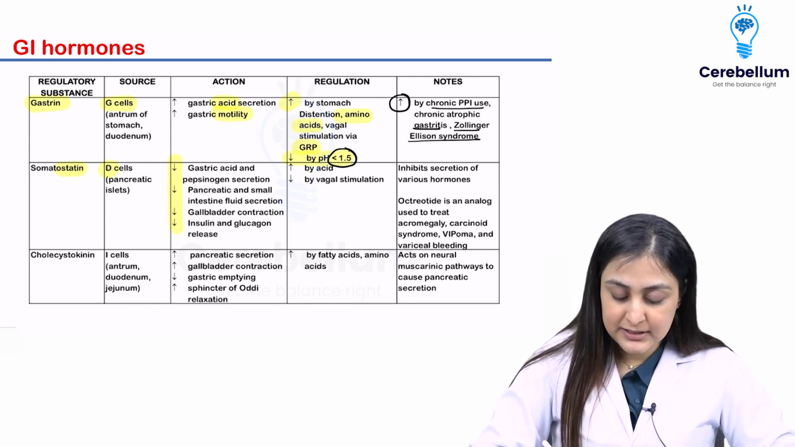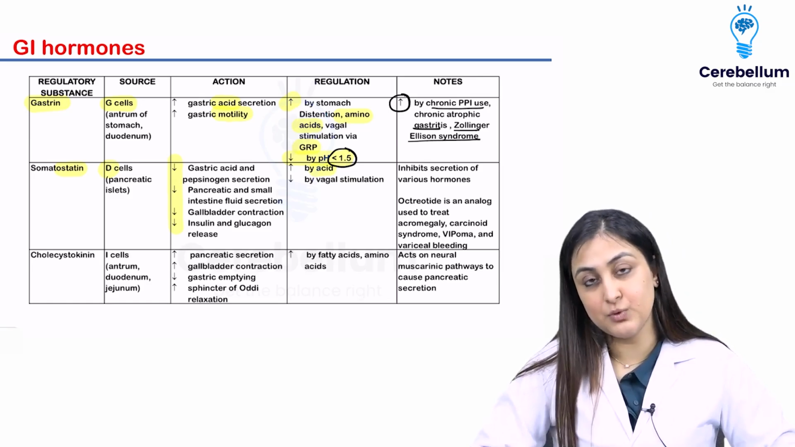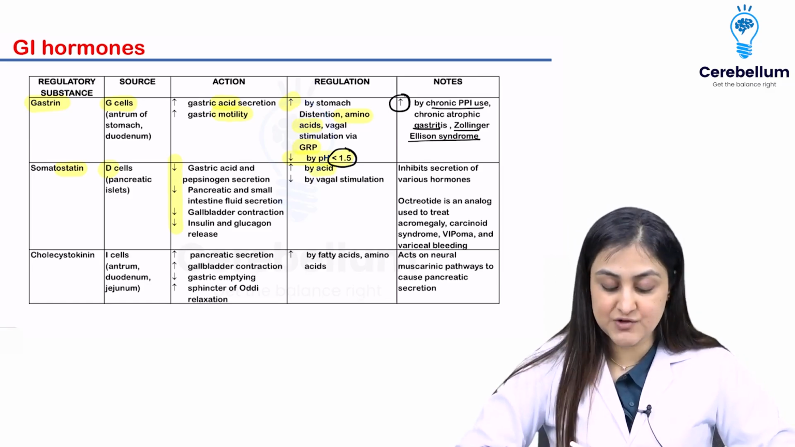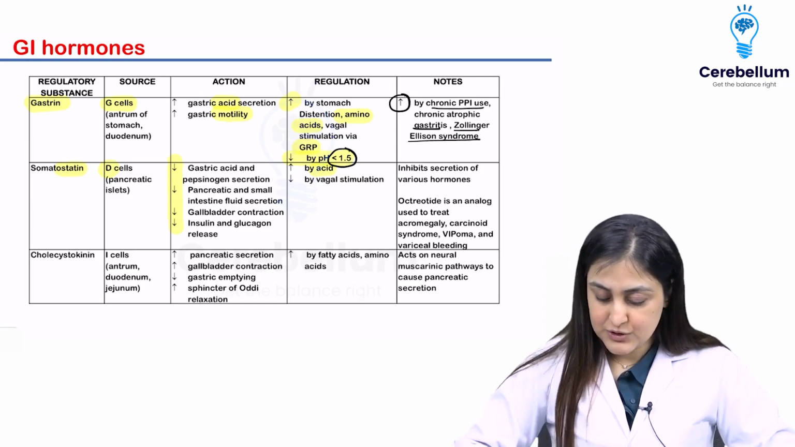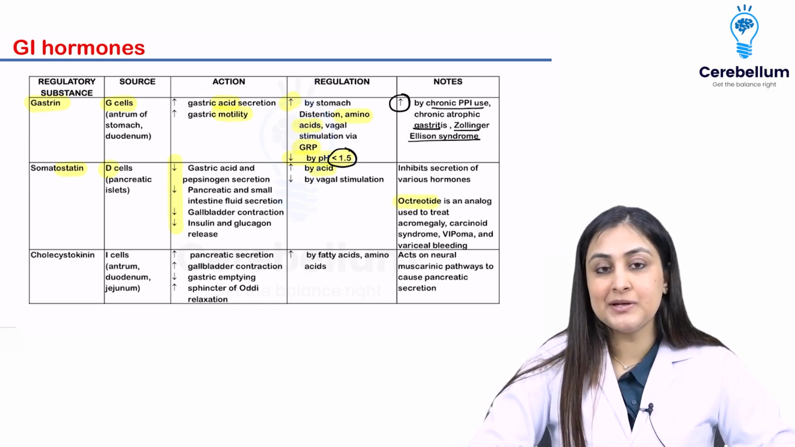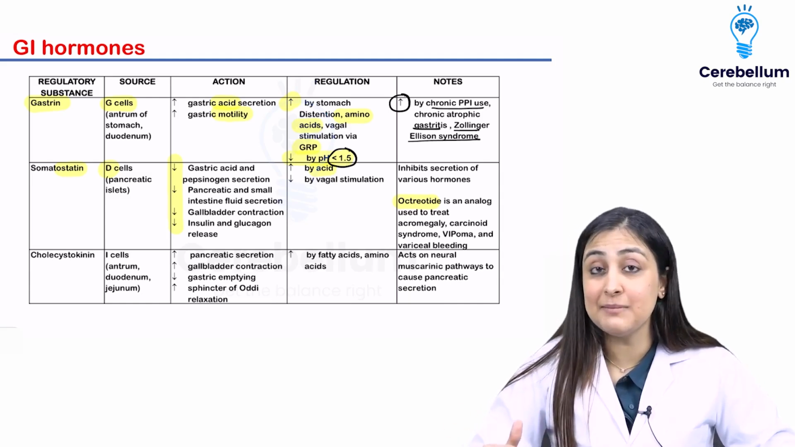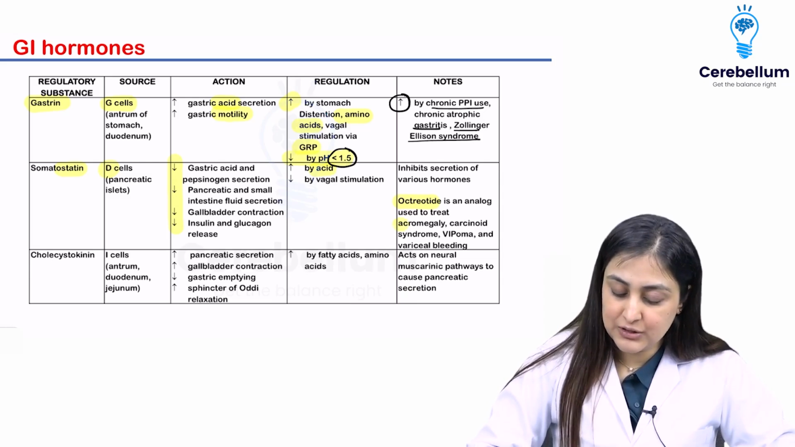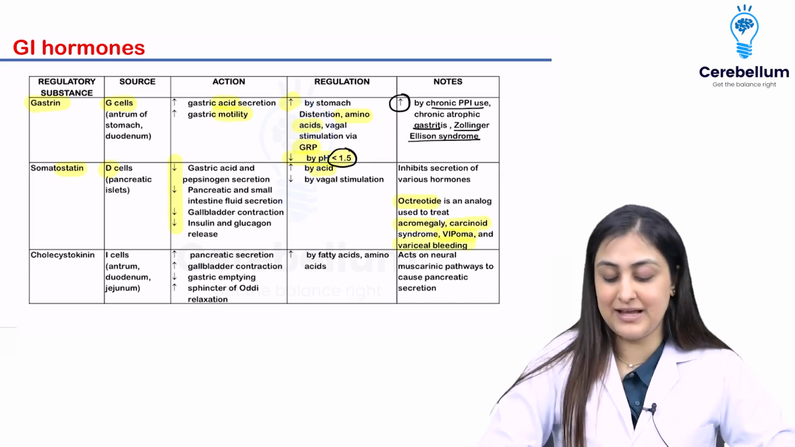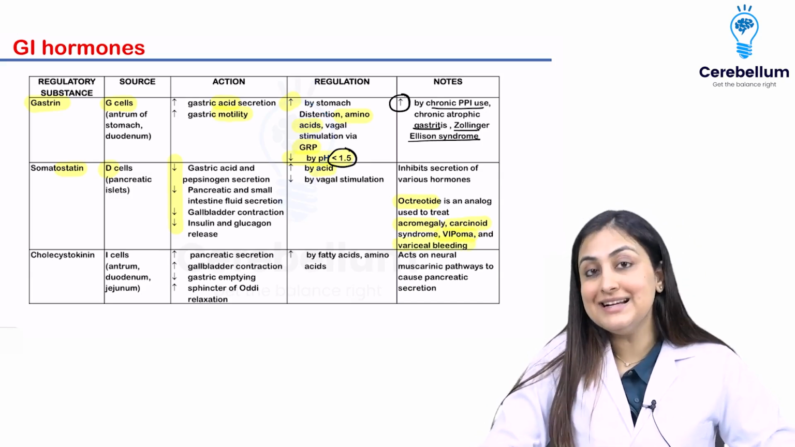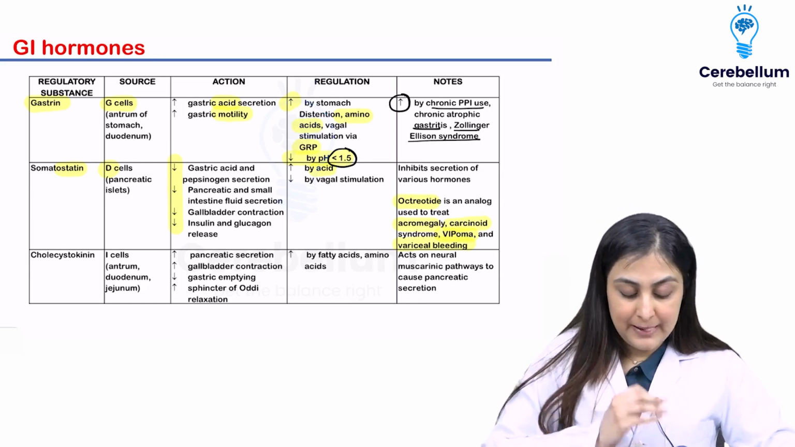Who stimulates it the most? Acid stimulates it, because with more acid we want to suppress it, and it is reduced by vagal stimulation. So from this, the only thing you want to remember is somatostatin analog. Octreotide I can use anytime I want to suppress any of these. So we can use it in acromegaly, carcinoid syndrome, VIPoma, or variceal bleeding. These are the indications of octreotide that you want to remember.